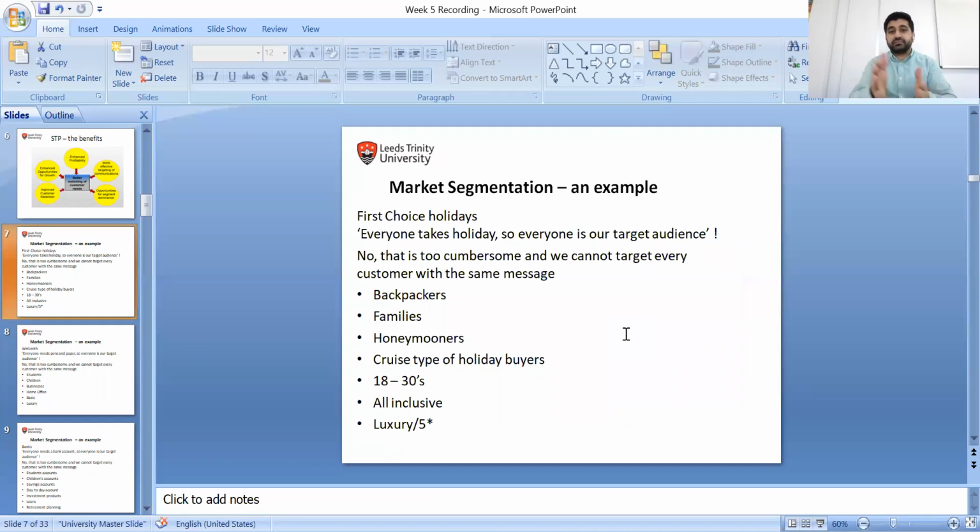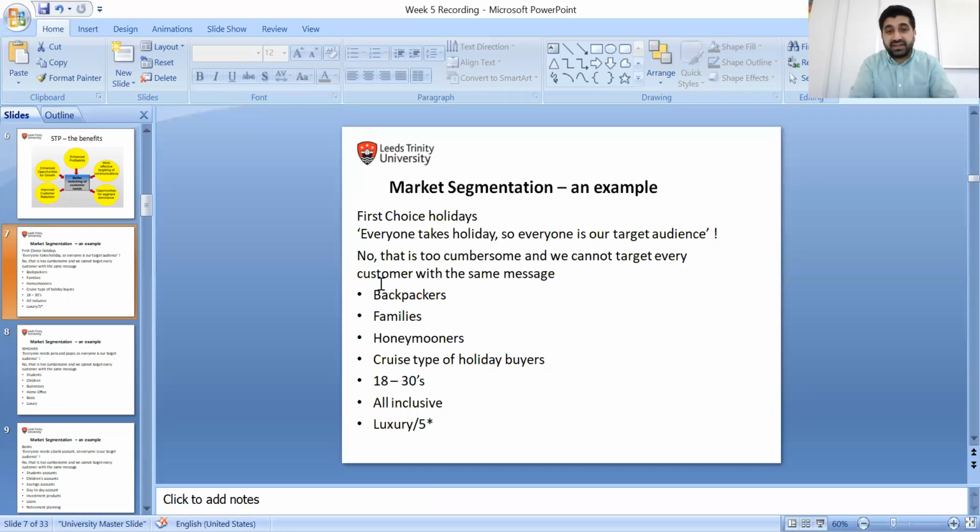Market segmentation. Let me give you an example. First of all, we have to be specific when we are going to launch any product or service. So when we are talking about market segmentation, we can see here the first choice, holidays. Everyone takes holidays, so everyone is our target audience. But this sentence is not compatible for this company, First Choice Holidays. Why? Because we have to be specific.